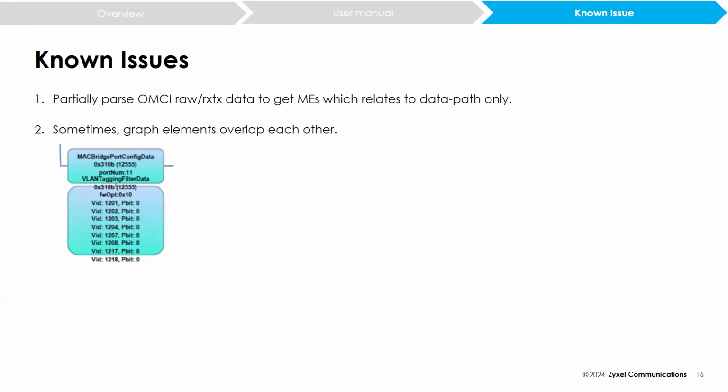And for example, the first known issue of the JODD tool is that the tool could only partially parse the ONCI raw data, so it can display the private NE. And the second one is that sometimes graph elements could overlap each other and make it hard to read. For example, we might see a display of the graph like this. But this problem is just a display problem, so we can simply ignore it.